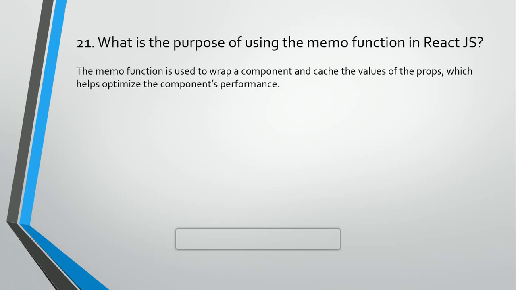So question number 21, what is the purpose of using the memo function in reactjs? So the memo function is used to wrap a component and cache the values of the props, which helps optimize the component's performance. If you have a problem with any question or want it in detail, you can watch a separate video on these topics because that's a complete topic, we can say.